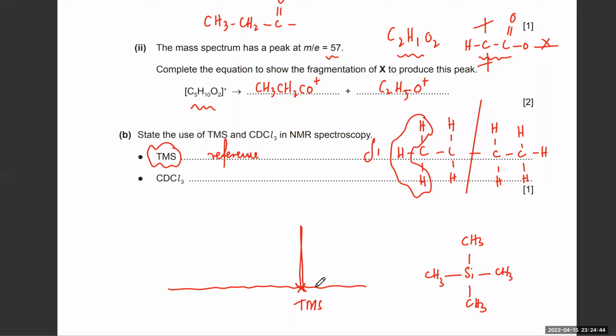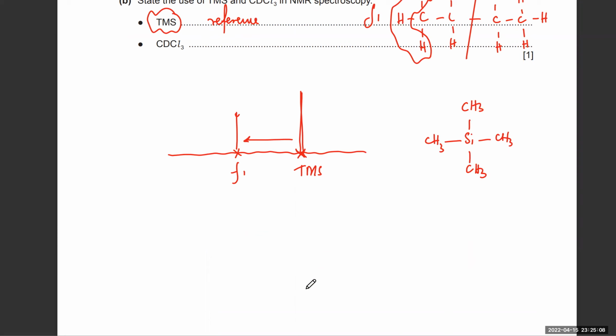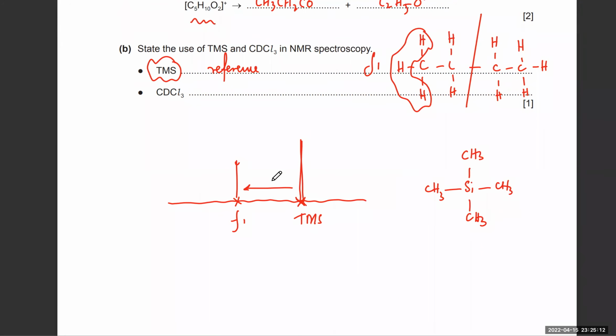Now, TMS is used as a reference because you use the term chemical shift. Your hydrogen protons would be resonating at, let's say, F1. Chemical shift is basically how shifted your hydrogen proton frequencies are compared to TMS. In the data booklet, you don't use the word frequency, you use the word chemical shift, delta, in parts per million. That is in reference to TMS. So TMS is used as a reference. You don't have to go into that much detail. But did you get the idea of what it means?